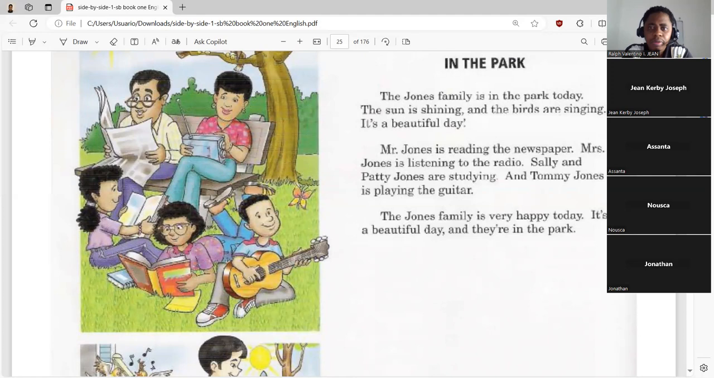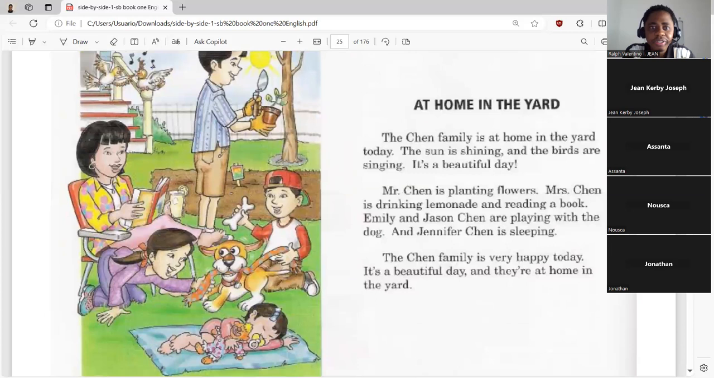All right. Let me take the next text. Not the same. I'm sorry. The others. Let me see. Nuska, now. At home in the yard. À la maison, dans la cour. Allez, Nuska. The Chen family.